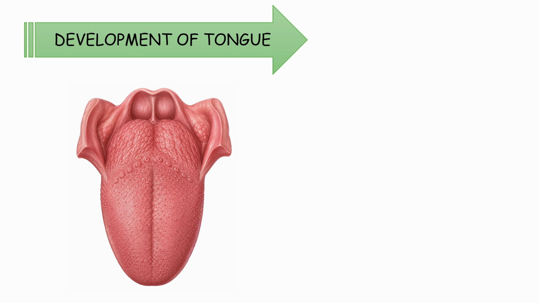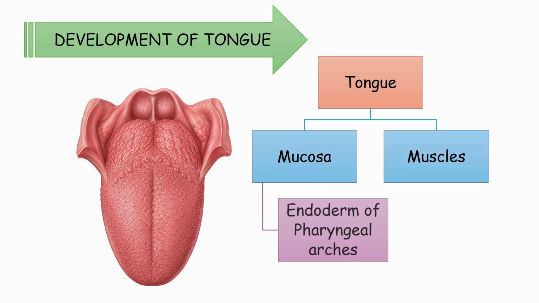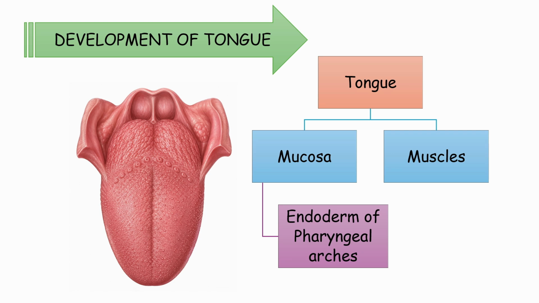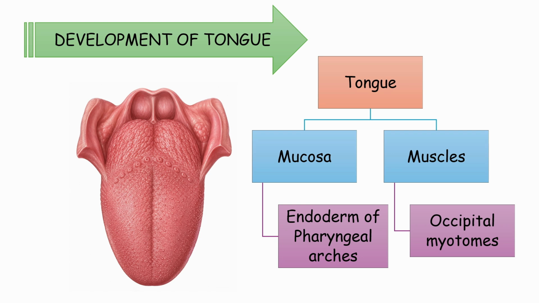Now we learned that the tongue is a mucosa-covered muscular organ. So it has the mucosa and it has the muscles. The embryological source of origin is also different for the mucosa and for the muscles. The mucosa develops from the endoderm of the pharyngeal arches, whereas the muscles develop from the occipital myotomes. Now let's study in detail how these are formed.